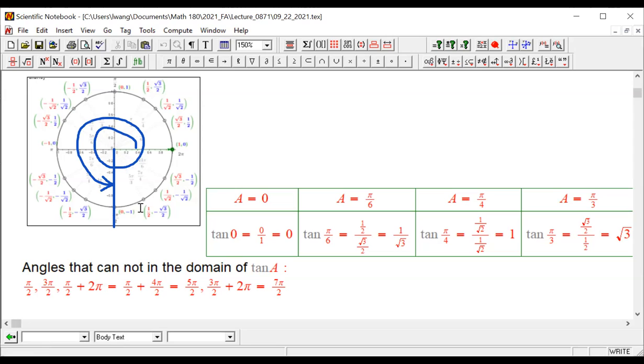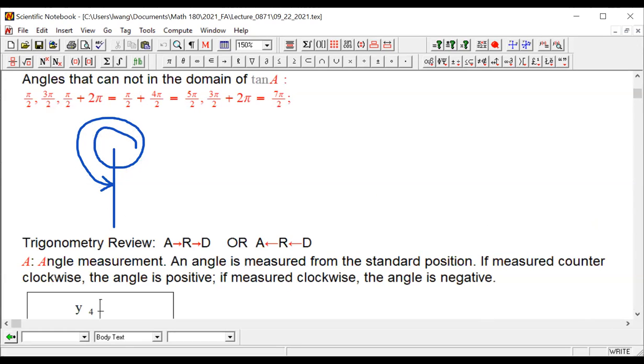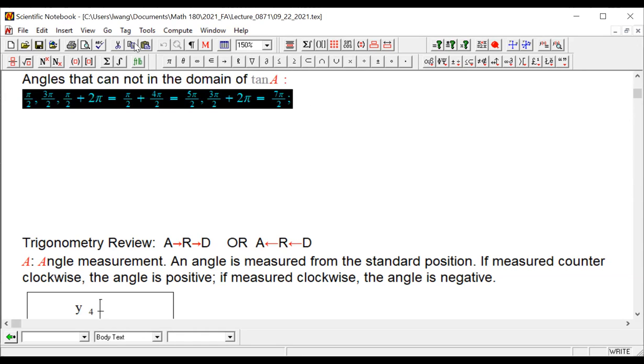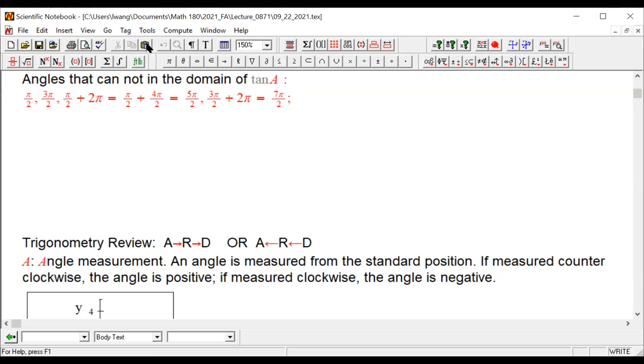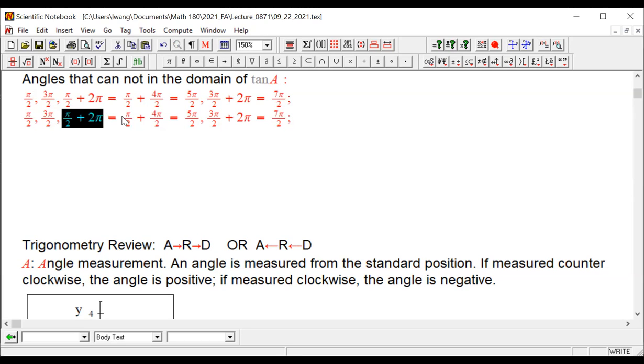Right? So it cannot be pi over 2, cannot be 3 pi over 2, cannot be 5 pi over 2, cannot be 7 pi over 2. The list goes on. So what will be the next number it cannot be? Do we see a pattern here? Okay, so let me clean this up a little bit. So maybe you see a pattern. Cannot be 5 pi over 2. It cannot be 7 pi over 2. What will be the next one?